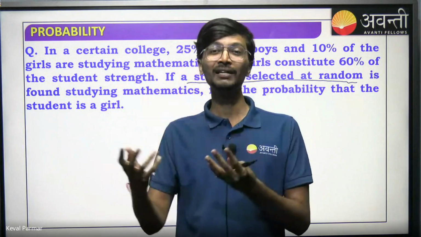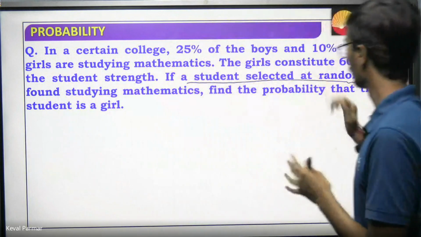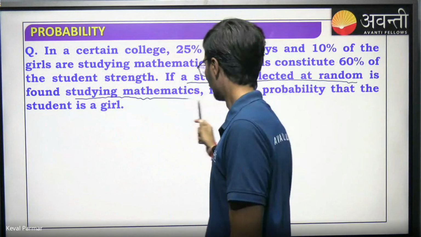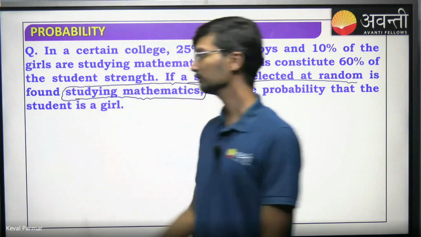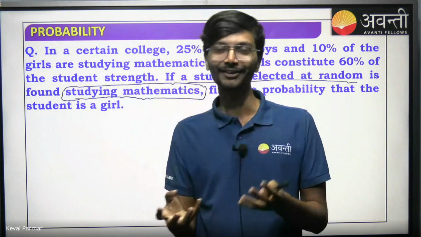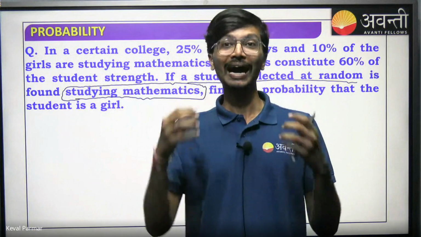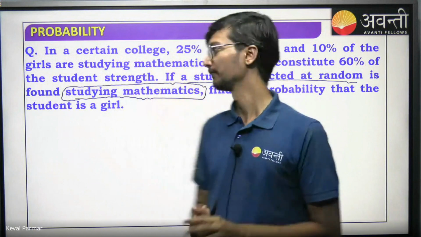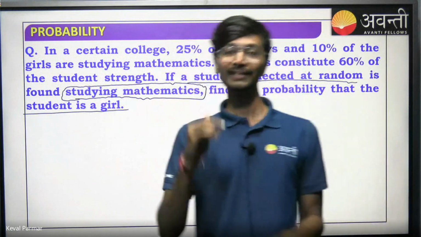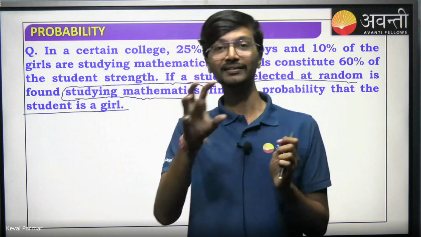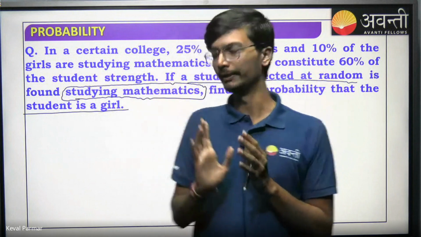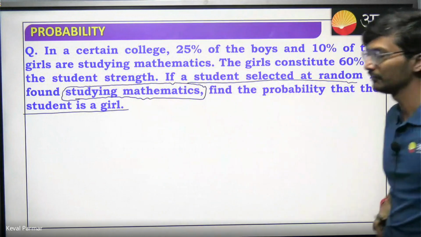But we have been given a result that we already should know, and that result is that the student is studying mathematics. That means if I pick a student at random, I don't have to worry whether the student is studying mathematics or not. I know that that student is studying mathematics. Then we have to find the probability that the student is a girl. So such types of questions are Bayes theorem, where a result is already given to us and we have to backtrace it to find the probability. I hope you can understand this. Let me simplify it for you a bit.